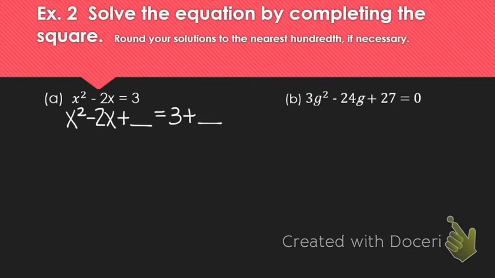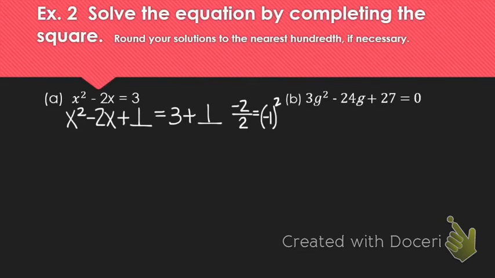Now, how do we find the number that goes in the blank? What is our b value this time? -2. So -2 divided by 2 equals, careful, -1, and I do what with the -1? Square. So what's -1 squared? 1. +1. So there's a +1 that goes in both of my blanks.